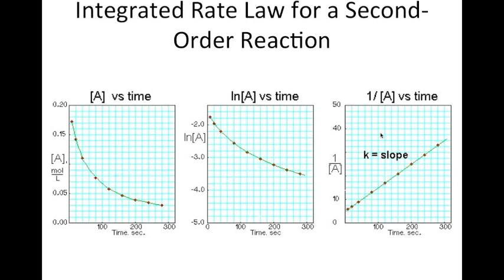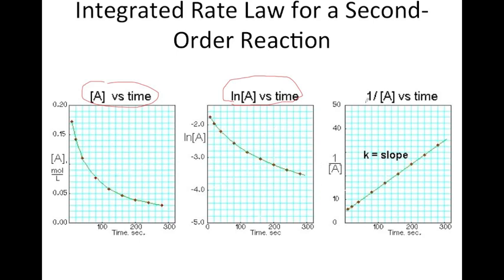So let's say we performed a reaction and we got our concentration versus times, and we plotted concentration versus time. If we got a straight line, we'd know that would be a zero order reaction. In this case, though, we don't get a straight line, so we know it's not zero order. We then go and plot the natural log of concentration versus time. If we get a straight line there, then we know it's a first order chemical reaction. In this example, it's not a straight line, as we can see, so it's not first order.